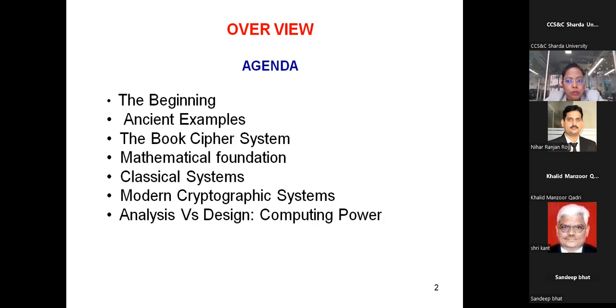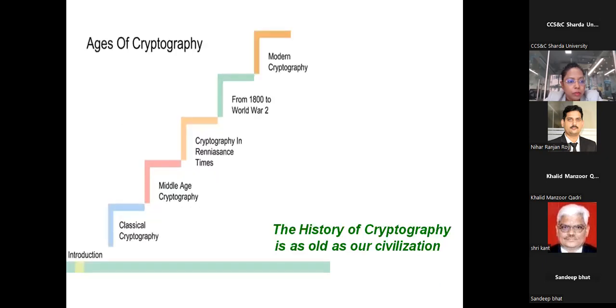Then the modern cryptographic system. What is a modern cryptographic system? I will let you know. And then analysis versus design. There was always a war between designer and cryptanalyst. Who has succeeded, and when? It happened only because of the computing power in hand. So this is my agenda for discussion today. Look at this graph.